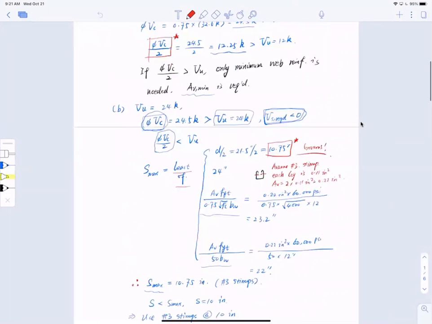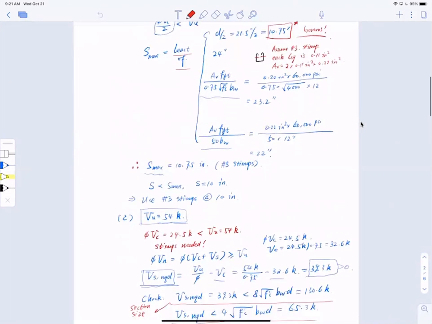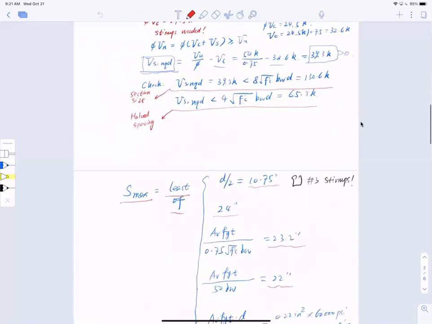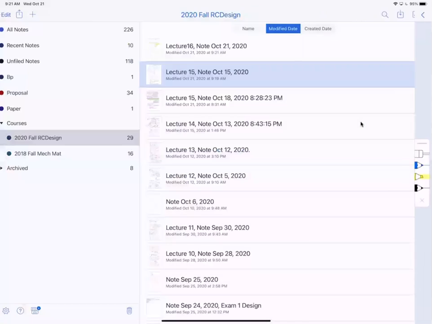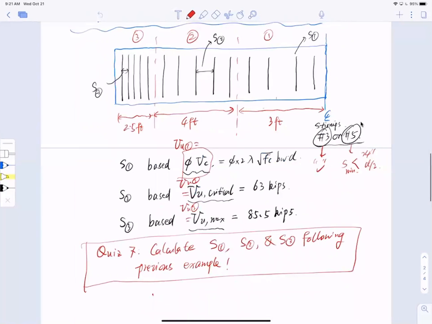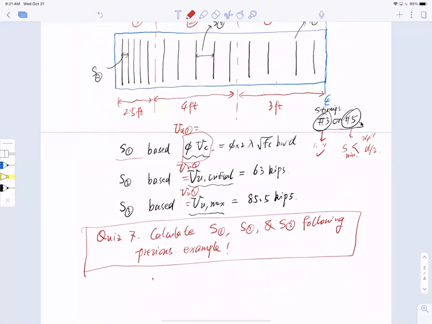I have two lecture 15s. I'll sort it out. I'll probably go lecture 15.1, lecture 15.2, or something like that. But please go over this previous lecture notes. This shows you all the detail how we design for it. All you have to do is pick the three numbers now with these newer numbers, and find your three different spacings.